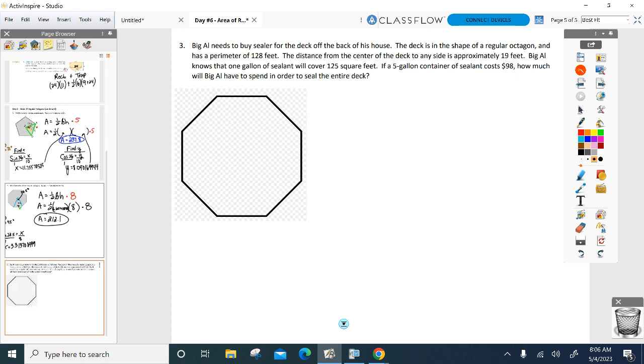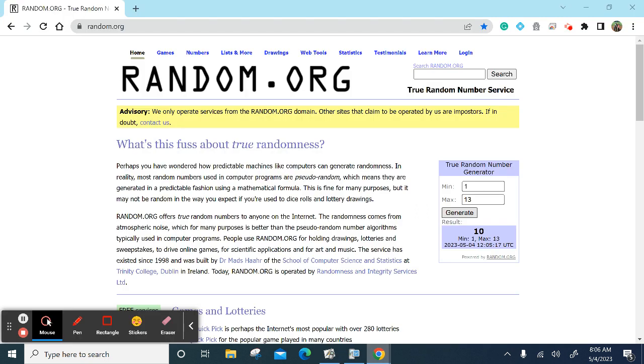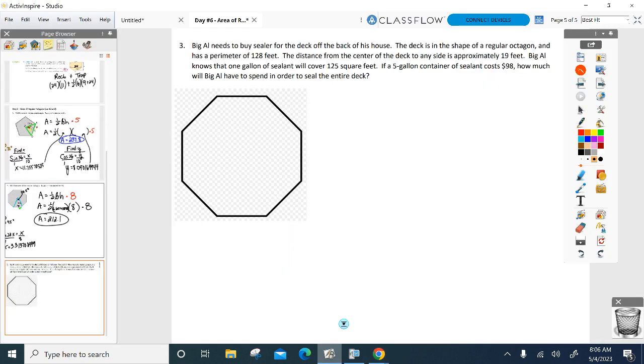All set with your beautiful drawing of an octagon. The perimeter is 128. We just said it was regular, though. So what do you know about all the sides? So I can start labeling in a little more detail. They're all congruent. So I do 128 divided by 8 sides. What do you have? 16. Yep. So all the sides are 16.